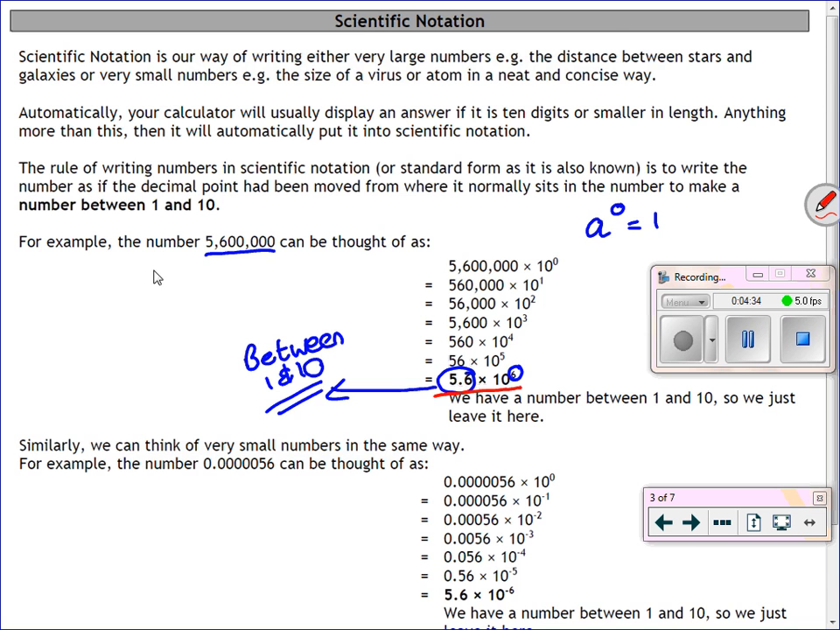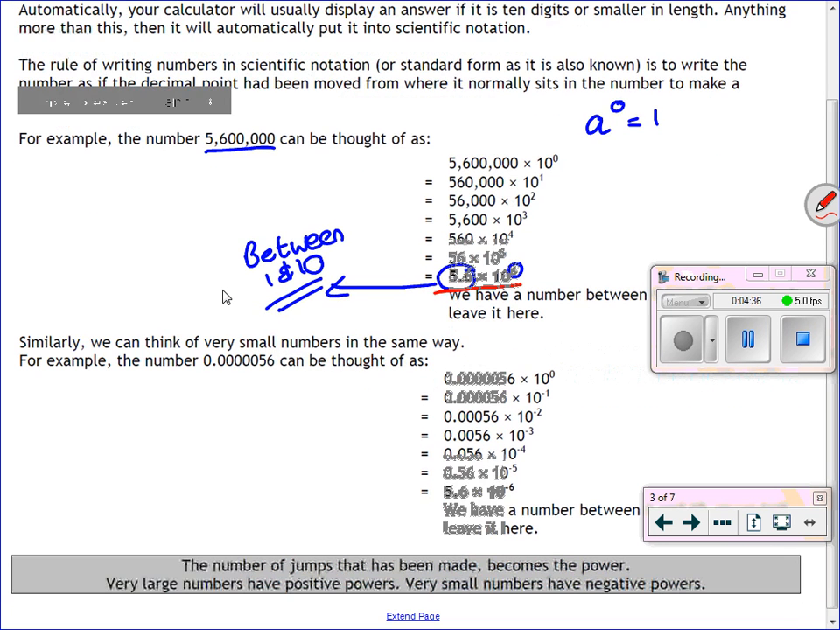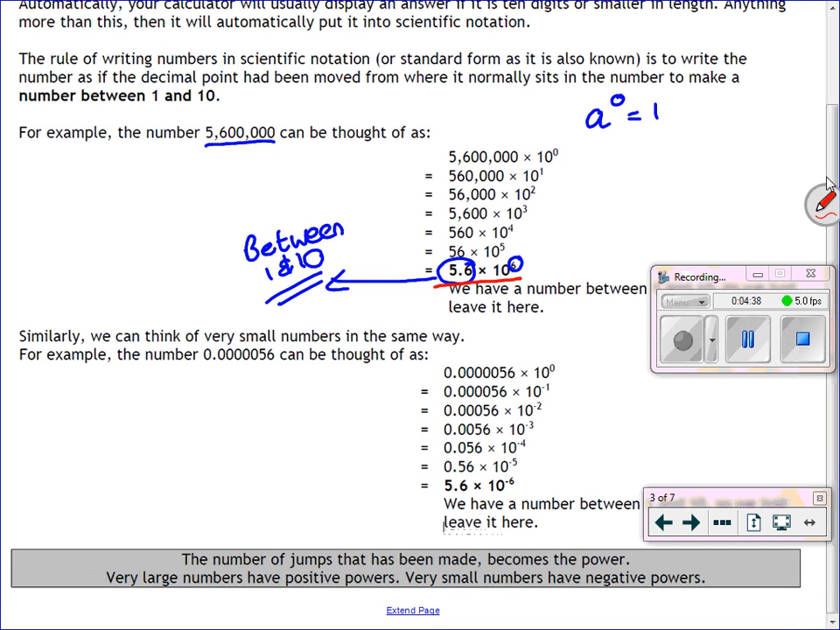We do the exact same thing when we think of very small numbers. So for example, if I've got the number 0.0000056. Again, if I multiply it by 10 to the power 0, that's the same as multiplying by 1. But if I then start to multiply by 10 to the power of a negative number, we then start to get the number to be that number between 1 and 10 from the opposite direction.